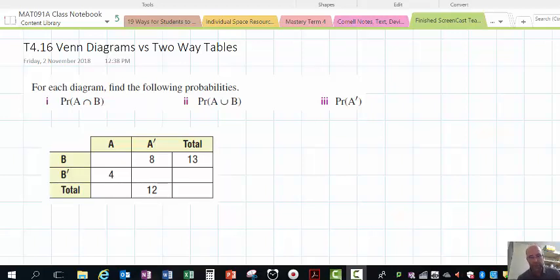Venn diagrams versus two-way tables. We're going to look at the relationship between Venn diagrams, two-way tables and probability. That's our goal for this video.